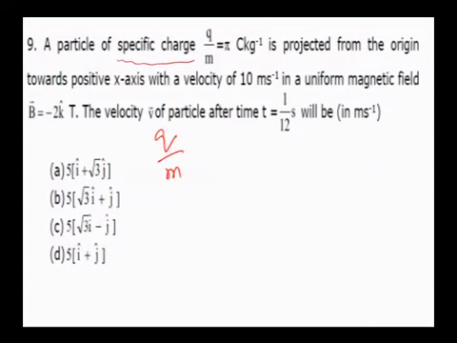So it is projected from the origin towards the positive x-axis with a velocity of 10 meter per second in a uniform magnetic field, and the magnitude of the magnetic field is given as 2 Tesla, and its direction is given along negative z-axis. Now we should find what is its velocity after t equals 1 by 12 seconds. Okay. So one thing, in the question it is given that the velocity of the charged particle and magnetic field are perpendicular. So the particle obviously describes a circular path.